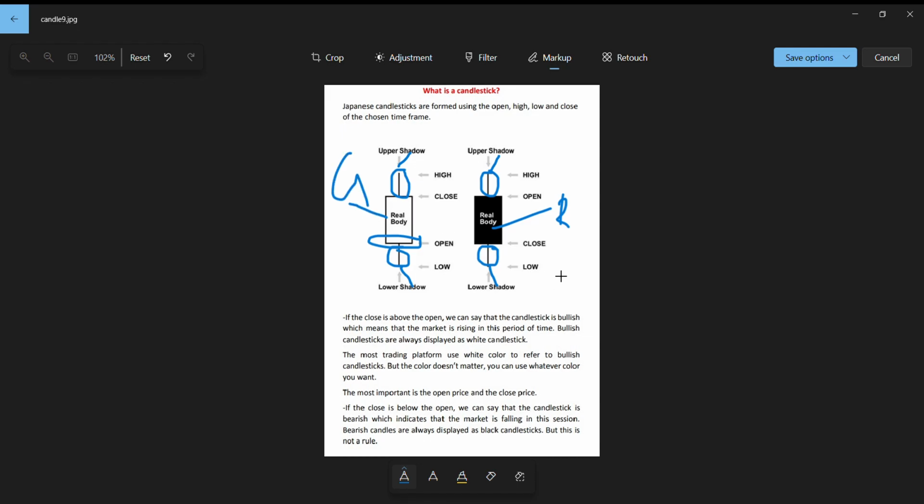Now, from the upper shadow to the lower shadow, both of them have an upper shadow and a lower shadow, right? What is very important here is that we have seen the open and we have seen the close. We know those that open from the bottom and those that open at the top, and those that close at the bottom and those that close at the top.